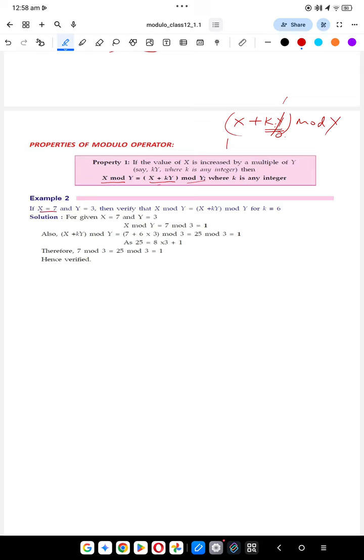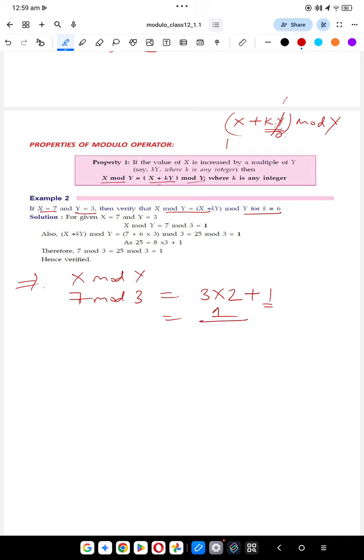Like if your x is equal to 7 and y is equal to 3, then we need to verify this. So let's solve for x mod y. What is our x mod y? x mod y is 7 modulo 3. So 7 modulo 3: 3 into 2 plus 1, which would be 7. So the remainder we ended up with was 1.